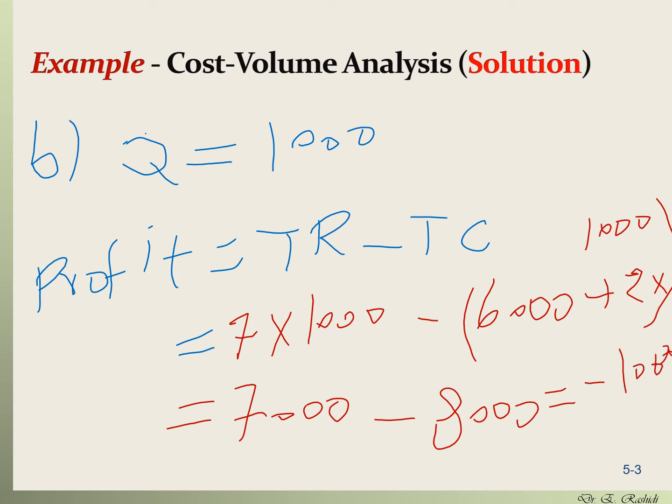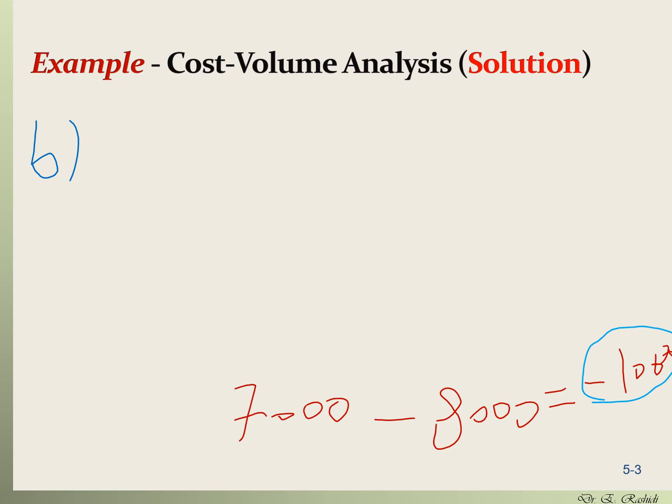So that means that we're going to have a loss of $1,000 if we make 1,000 pies and sell. We're going to lose $1,000. We would be able to guess that it's going to be a loss and not profit.